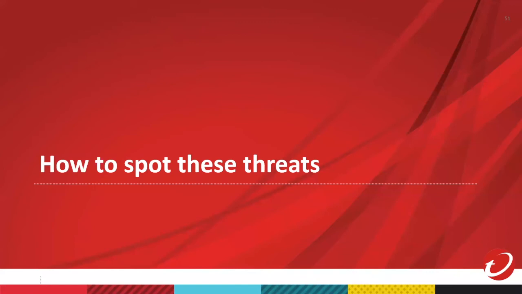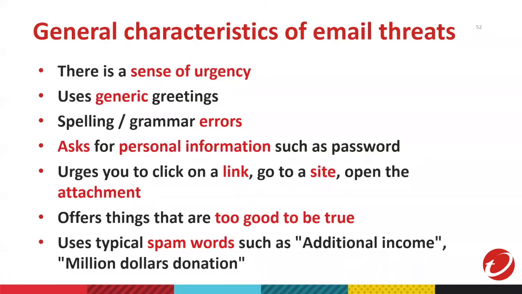Now we go through the ways to spot these threats. So through the examples I showed you, you might now have a good idea on the general characteristics of these threats. So first up, there is this sense of urgency. This is to force action from the victim, since you are more likely to do something and has a higher chance of overlooking details when something is urgent or requires immediate action.